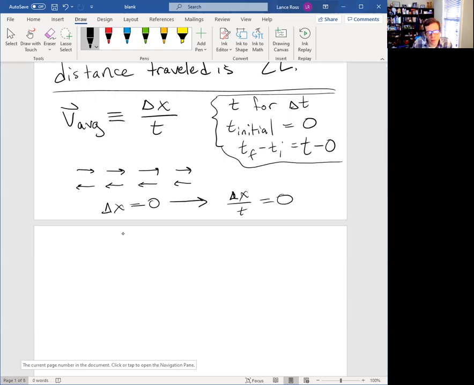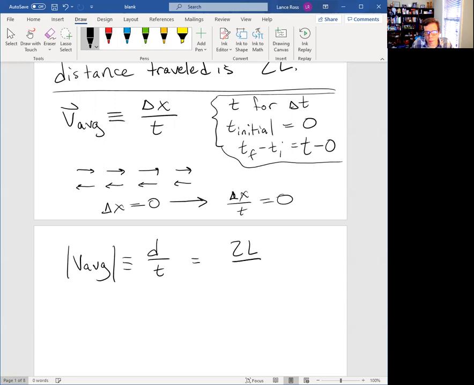So what about average speed? Which you may just see written as a V without a vector sign or even with an absolute value. The average speed is the distance over time. Well, the distance we traveled was 2L, so twice the length of the court covered in the time that it took us to run down the court and back, which is non-zero, right?